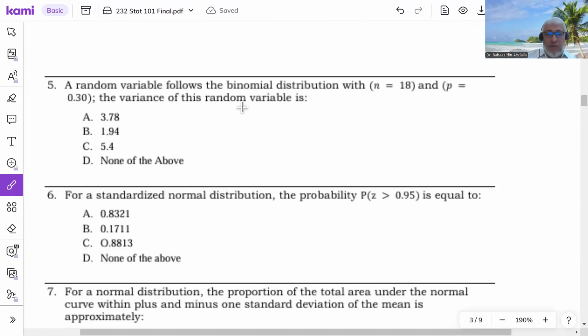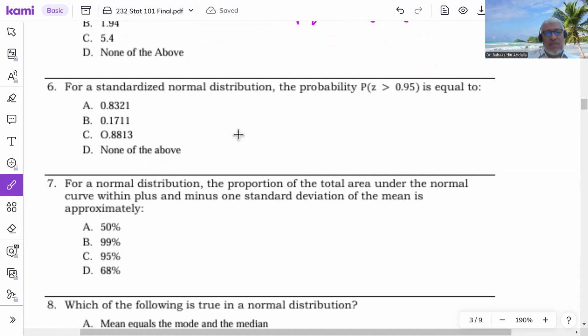A random variable follows the binomial distribution with N 18 and P 0.3. The variance is sigma square, and it is N times P times Q for the binomial. So this is 18 times 0.3, which is P, and Q is 1 minus P, so 1 minus 0.3, which is 0.7. If you multiply using the calculator, you will find that the answer is 3.78.